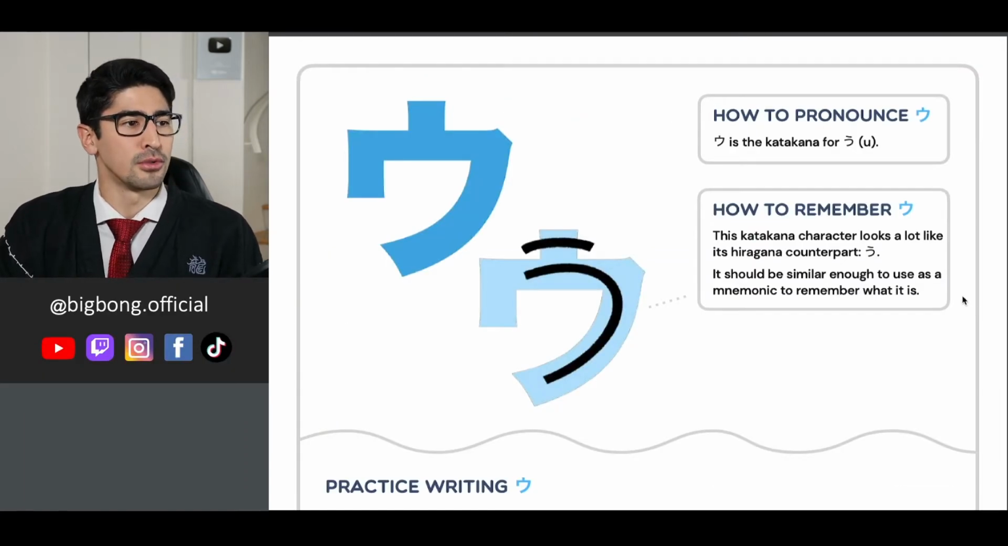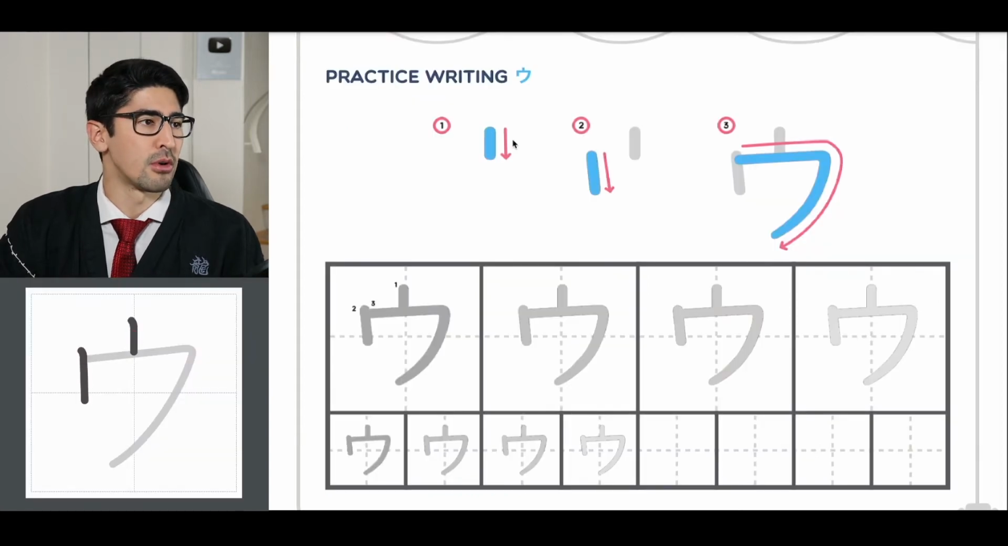U. How to remember U. This katakana character looks a lot like its hiragana counterpart, U. It should be similar enough to use as a mnemonic to remember what it is. U. 3 strokes. 1, 2, and 3.